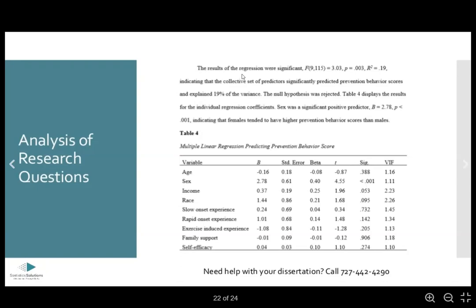One thing to note too, so these tables that we're getting here, when you run your tests in the specific software that you're using, you're going to get these tables. Sometimes you may have to manipulate them a little bit, but pretty much this information is going to be in those tables.